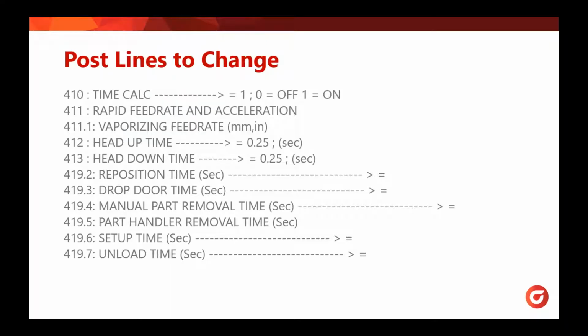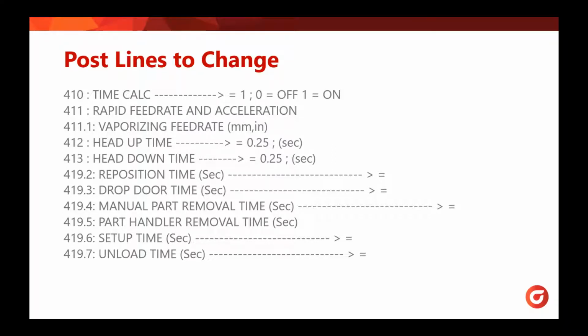So some of the lines that we're going to change inside of the post file are around the 410 line section. The first one is going to be time calculation, whether or not it is on or off. In this case, because we want to have accurate times, we want to make sure that this is on, and this does get added to the estimated time calculations.